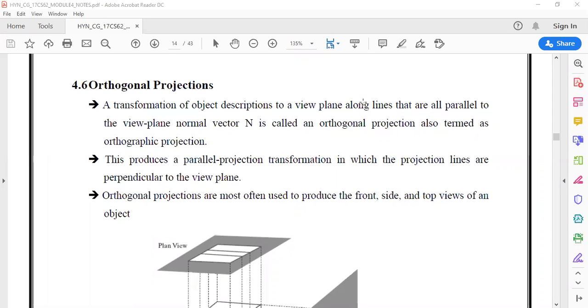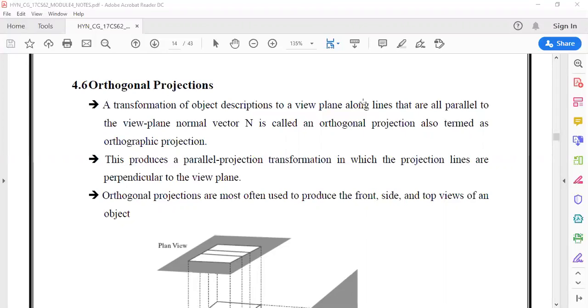Parallel projection is a projection wherein we draw parallel lines from the vertices of the object onto the view plane, and we can see the complete view of the object projected on the view plane. The relative proportions of the object are preserved if I take the parallel projection.